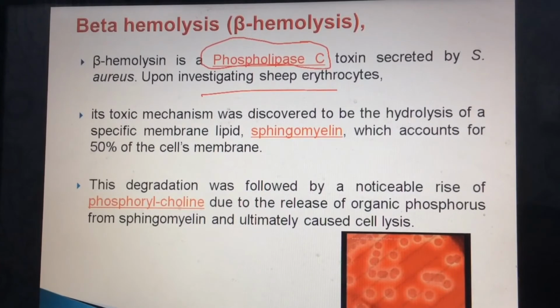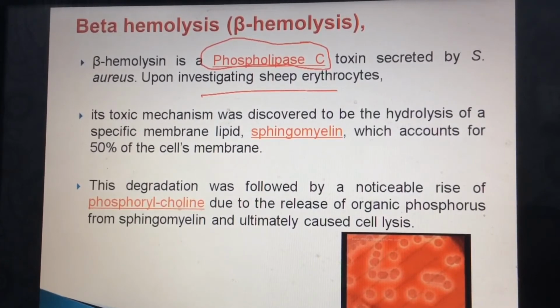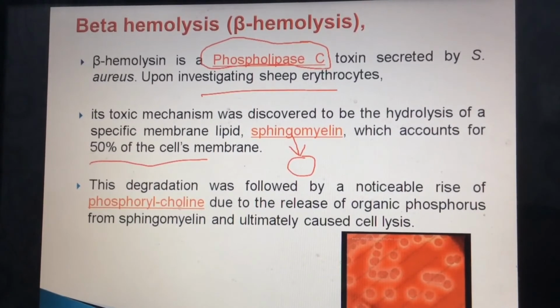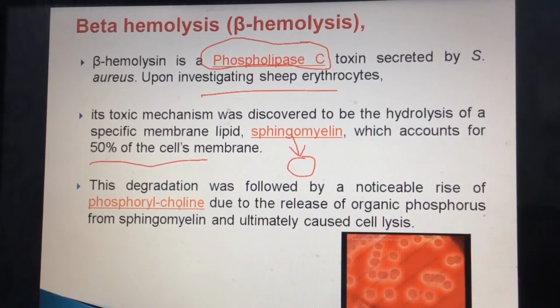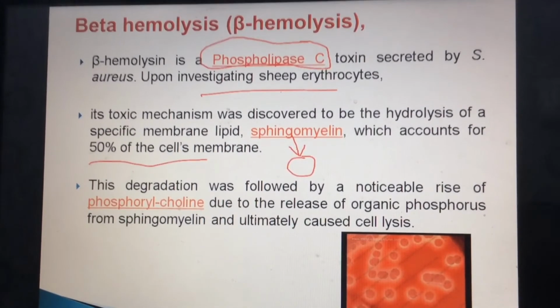Sphingomyelin accounts for 50% of the cell membrane. You know that in the body, RBC molecules are present. This chemical is around 50%, and this beta hemolysin specifically acts on these chemical molecules. So the phosphorylcholine, due to release of the organic phosphate from this, because this is a phospholipase. So if there are phosphate molecules, they can cause the disturbance and release these phosphate molecules, and the sphingomyelin becomes dead, the cells become ruptured.